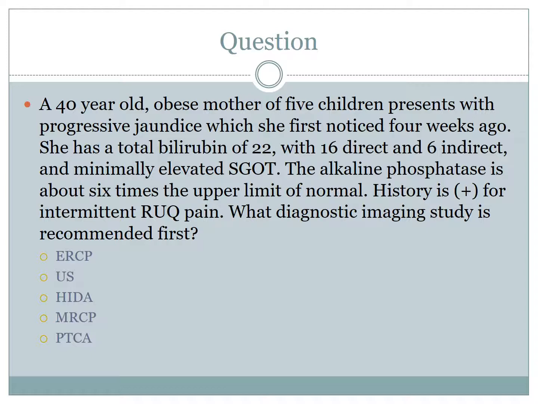Pretty straightforward. A 40-year-old, obese, gravid woman. She's got jaundice. She has a conjugated or direct hyperbilirubinemia. Alk phos is high. History is positive for right upper quadrant pain. What diagnostic imaging study is recommended first? I've gone over this several times. It's an ultrasound. It's quick, it's easy, it's cheap, it's sensitive, and it's specific.